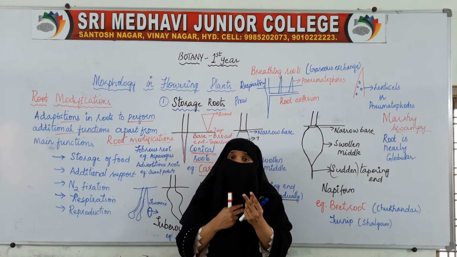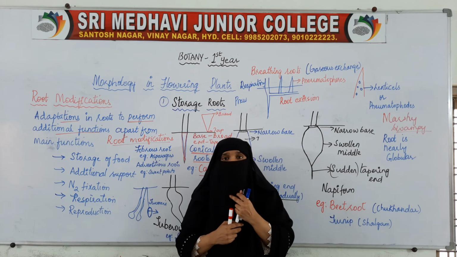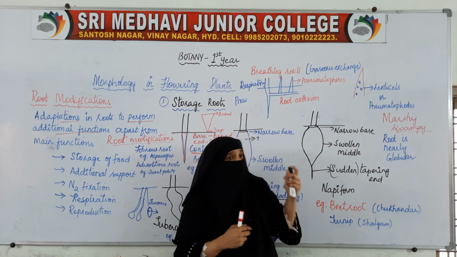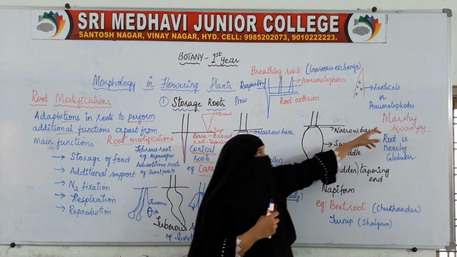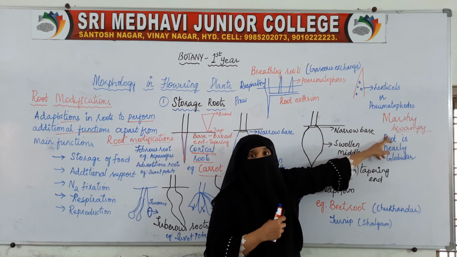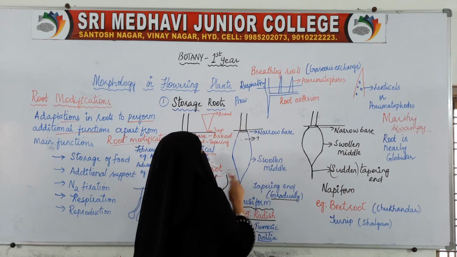So how will the roots respire when the air does not go inside? What happens is, in the plants which grow in marshy and swampy areas, for example, this is the root.